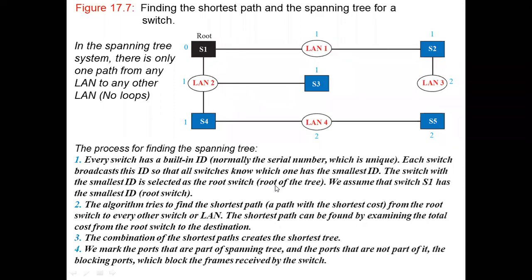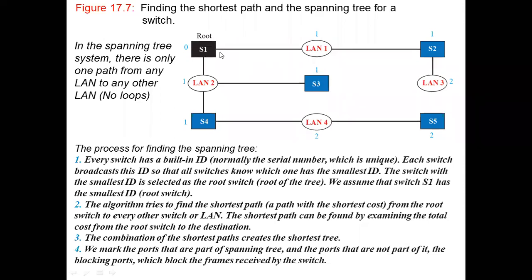Root switch is nothing but the IDs of each switch need to be considered. Out of each switch, you have to find the smallest ID. Okay, we assume right now in this example that switch 1 has got the smallest ID. Switch 1 has got the smallest ID, and this will act like a root switch now. Okay, so this is the first step.